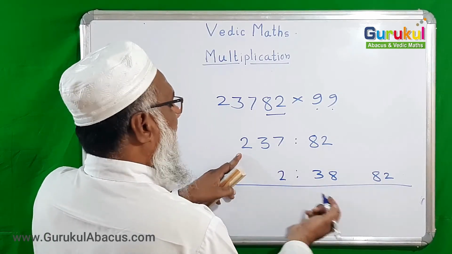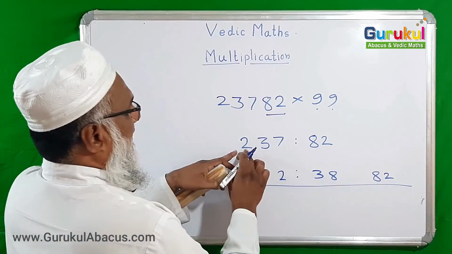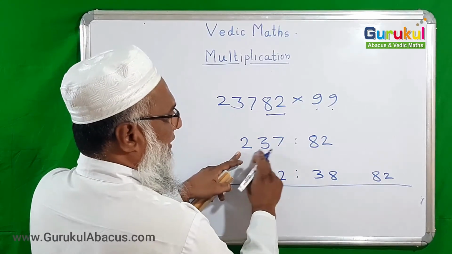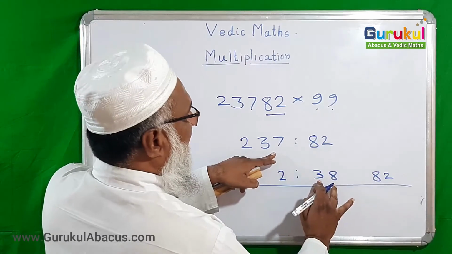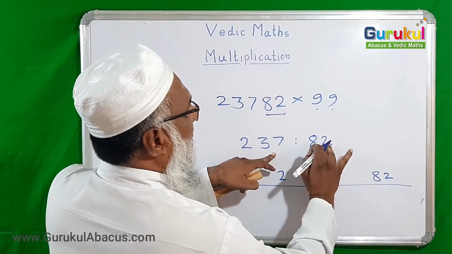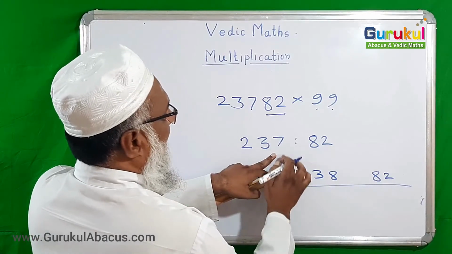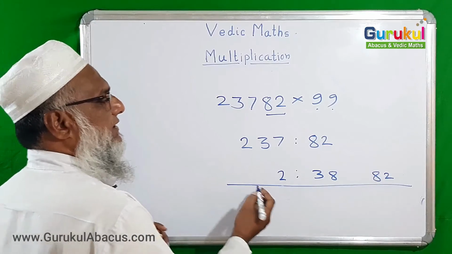Okay, so keep in mind how we wrote it, here is 237, we add 1 in it, so it became 238. So here are two digits, so only two digits from 238 we wrote below the 82, and the rest of the digit 2 we wrote here.